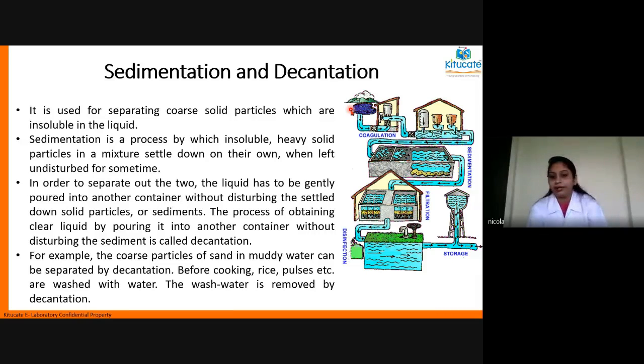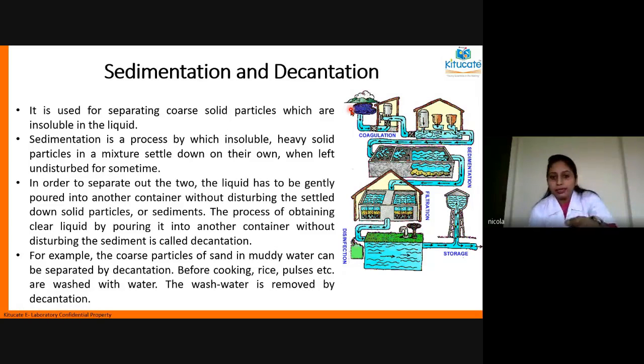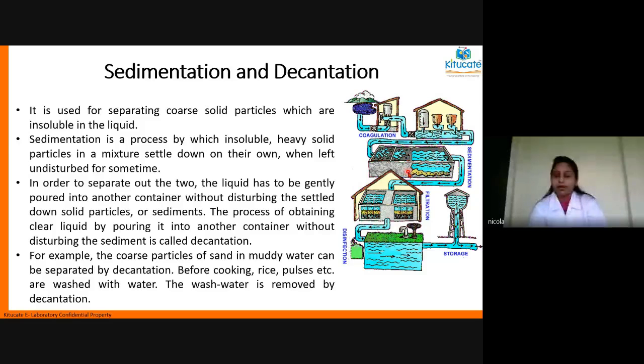What is sedimentation, tell me? Ma'am, sedimentation is when the heavy particles, the heavy impurities settle at the bottom of water. Yes. So here you all can see in that big tank, what is happening? The impurities are settling at the bottom. When the water is passing, the impurities are settling at the bottom. The brown colored thing, they are the impurities, and the water passes. When the impurities are settling down, that is known as sedimentation.